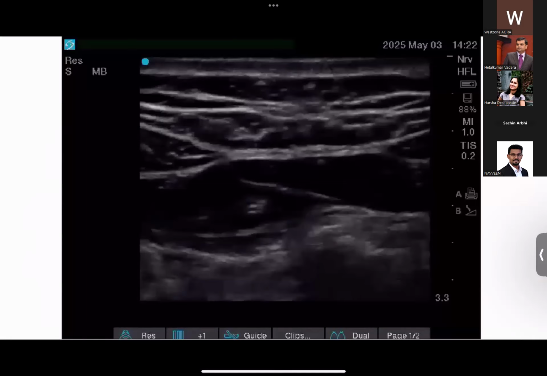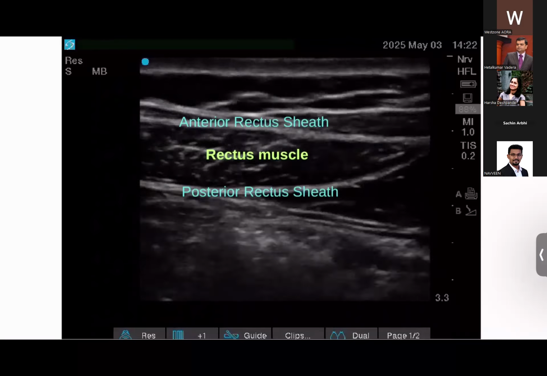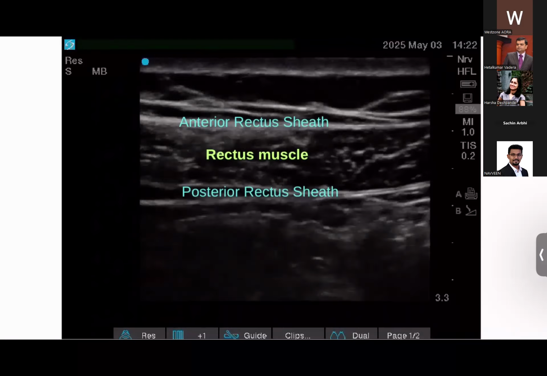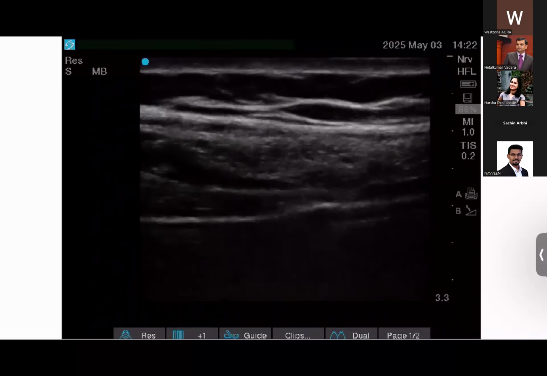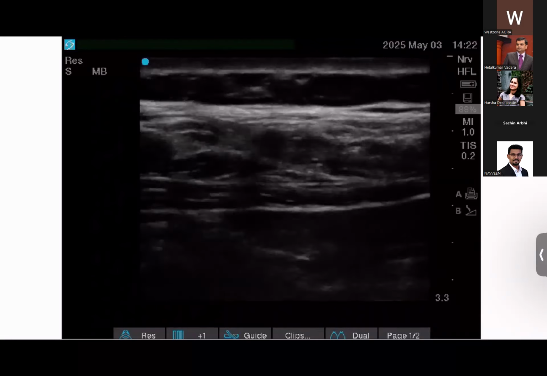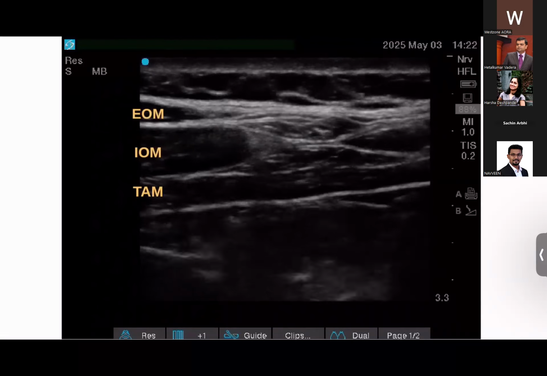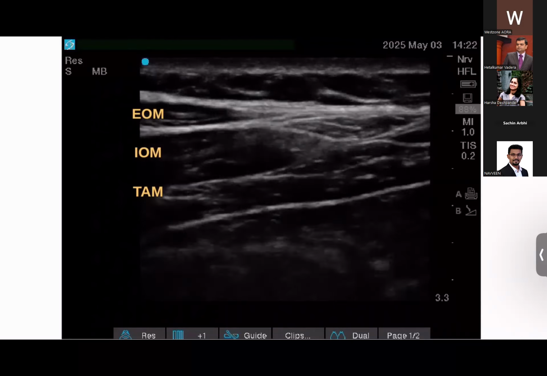Now in this video, we will see the scan of the rectus muscle in short axis. This is the linea alba. Then when we move laterally, we will see the anterior rectus sheath, rectus muscle, and the posterior rectus sheath. Just above the posterior rectus sheath, we have to deposit the drug. If we go more laterally, we will be able to appreciate the linea semilunaris and the 3 muscles of the abdomen.